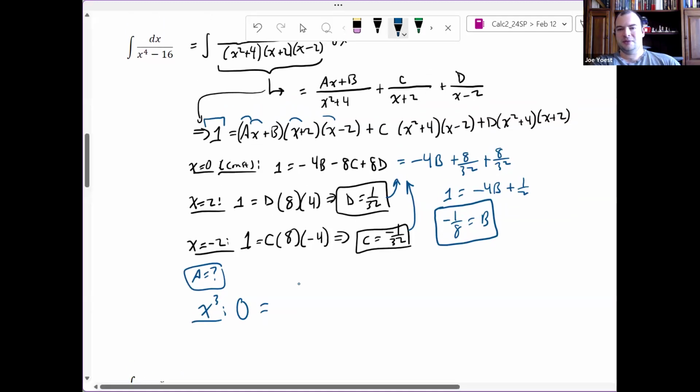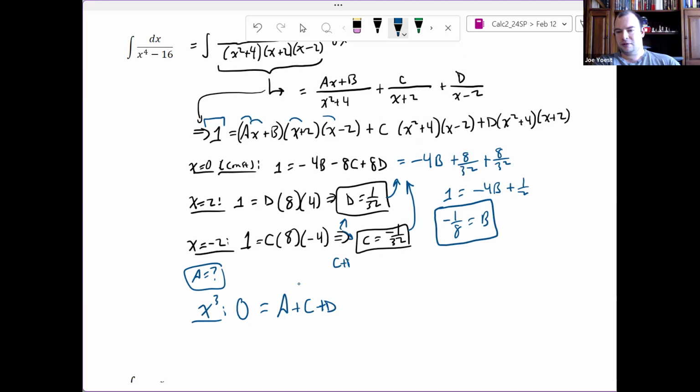On the right, from the first term, I have an ax cubed. The b at most gets an x squared, so the b doesn't come into play, but I have an a x cubed plus c x cubed plus d x cubed. But nicely enough, c plus d equals 0. So those actually just equal 0, and I find that a has to be 0.